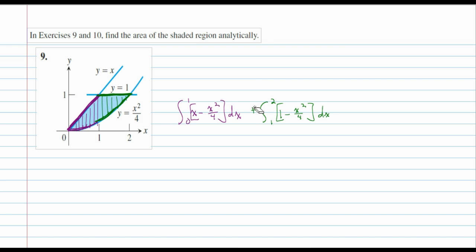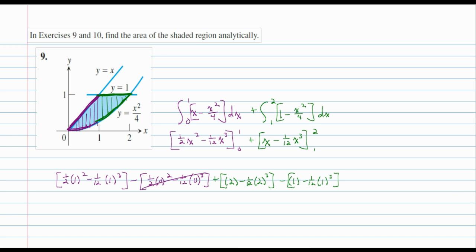Then I need to add the part that stretches between 1 and 2 on the x-axis. That upper curve, that boundary, the top one, is going to be 1, y equals 1, and the lower boundary is going to be x squared over 4. So now I can integrate each of those, do fundamental theorem part 2, plug in 0, that wipes that out, simplify a whole bunch, and I get a final area of 5/6.